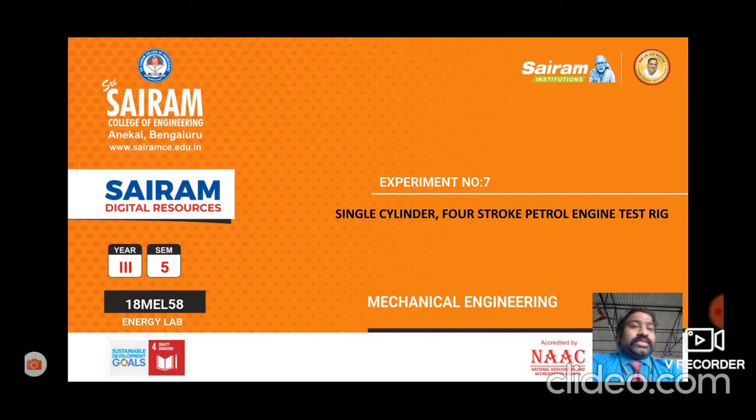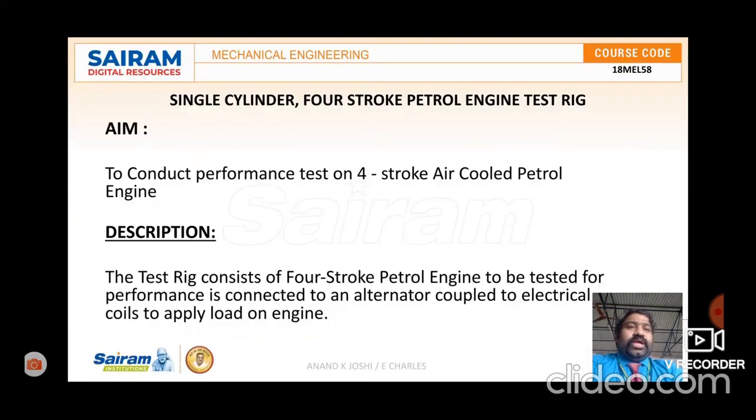Today we are going to discuss experiment number 7, that is the single cylinder 4-stroke petrol engine test rig. Okay, so let us discuss in brief about this experiment. The aim of this experiment is to conduct the performance test on a 4-stroke air-cooled petrol engine. This setup is based on the air-cooled engine.